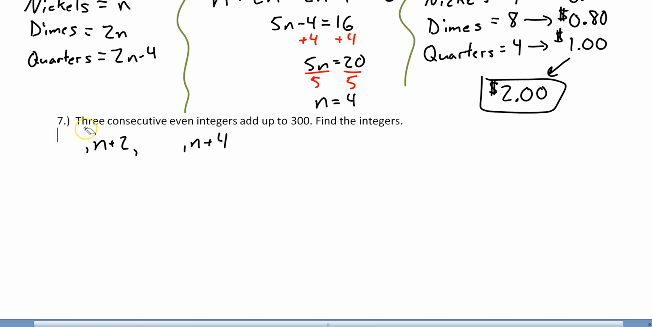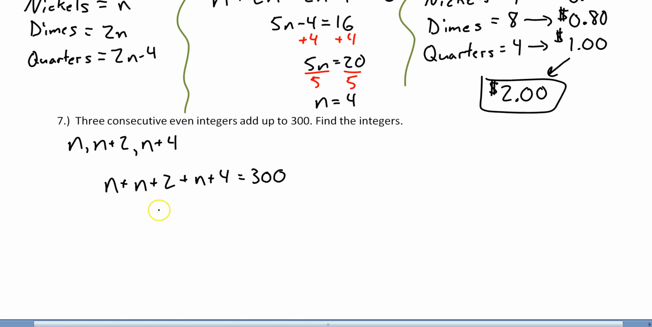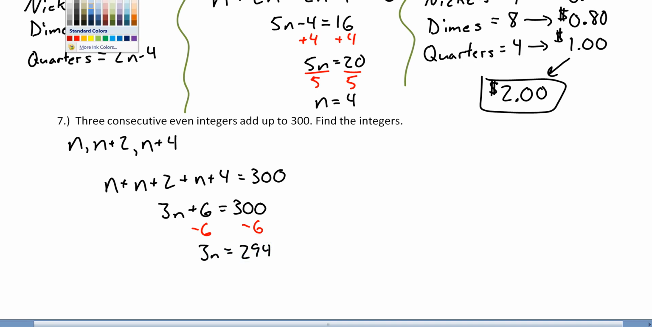Okay? So let me condense that down just a little bit. So I've got n, n plus 2, and n plus 4. Those are my 3 consecutive even integers, and then it says those should add up to 300, so that means n plus the n plus 2 plus the n plus 4 should equal the 300, and now I just have to simplify and then solve. So I combine like terms, that's 3n plus 6 equals 300, and now I can solve this thing by undoing order of operations. I subtract that 6 from each side, and I end up with 3n equals 294, and then I divide each side by the 3.